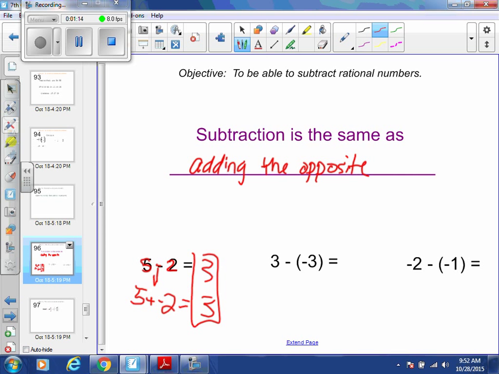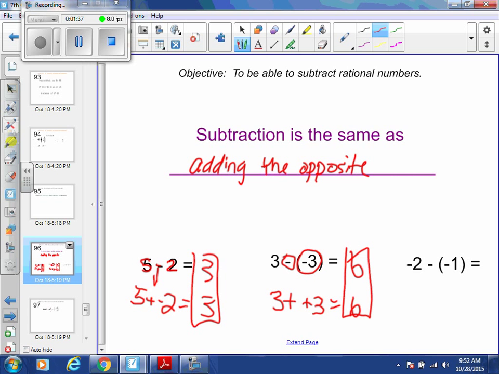More proof? All right. 3 minus negative 3. If you type that into your calculator, you are going to get positive 6. Guarantee it if you type it in right. All right, if we change the subtraction to adding and take the opposite of what comes next, 3 plus positive 3 is 6. So there is more proof that subtraction is the same as adding the opposite.